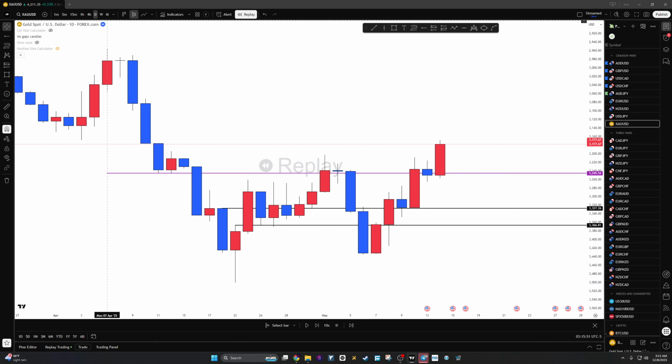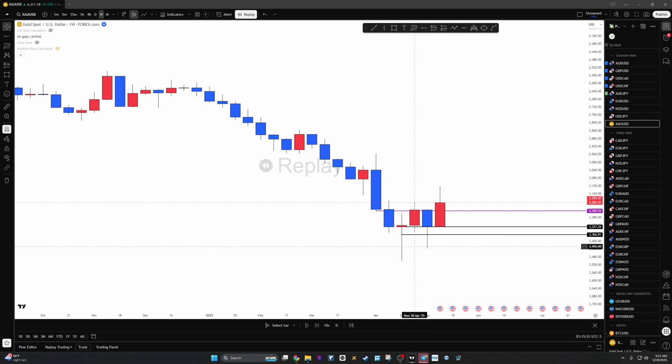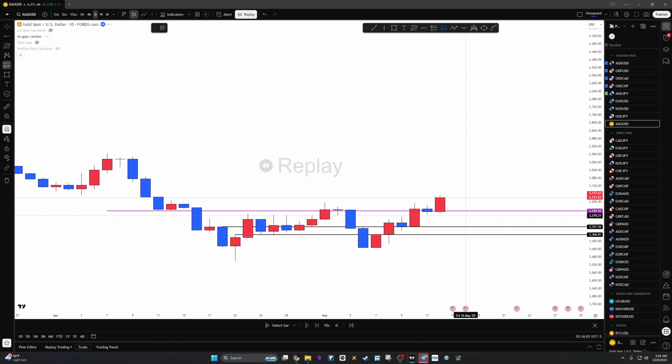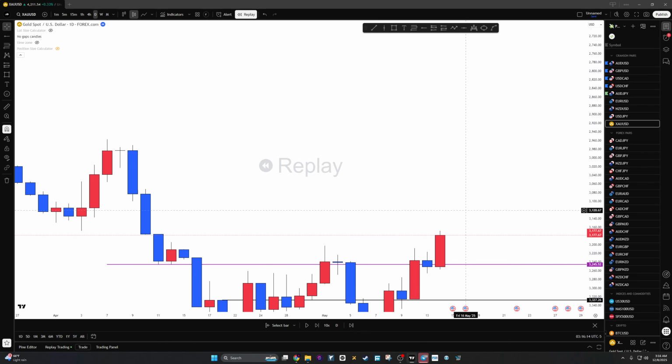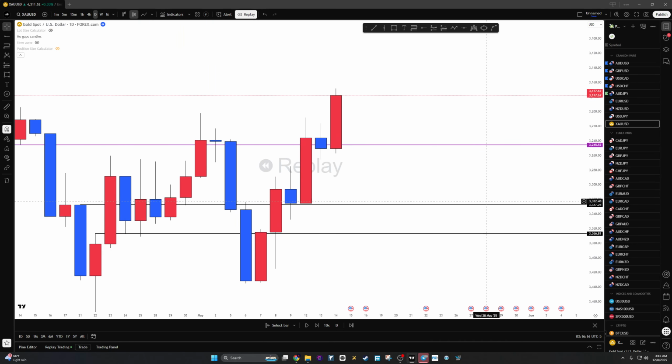This is not our TP. Our TP is based on the weekly. Our TP is this level. So yeah, if let's say we're taking a weekly setup, we would probably get stopped out. But I don't take weekly setups. I was just analyzing that for fun.